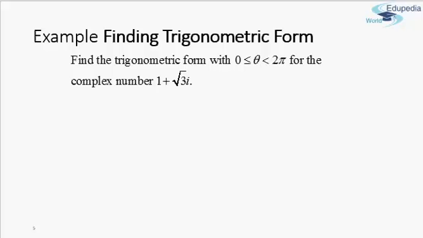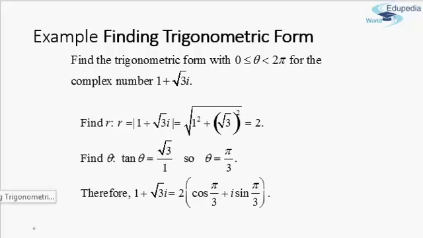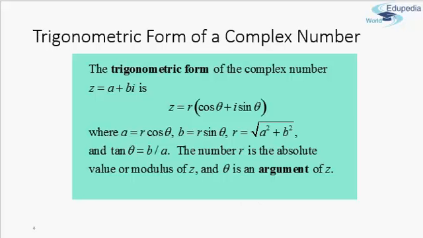Now moving on, let's just take an example. Finding the trigonometric form. Find the trigonometric form, with theta being from 0 to 2 pi, for the complex number 1 plus root 3 i. Now, how are we going to do this? This is a really simple example. The first thing we have to do is find r, because in the trigonometric form there are two things you need to find out: the r and the theta, the magnitude and the angle.